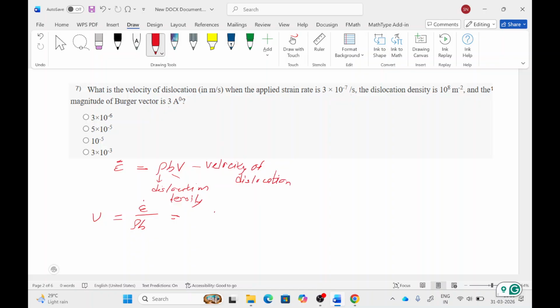Strain rate is 3 into 10 raised to the power minus 7 per second divided by dislocation density 10 raised to the power 8 per meter square, and Burgers vector 3 angstrom, 3 into 10 raised to the power minus 10 meter. So this will be equal to 10 raised to the power minus 5, and the unit will be meter per second. So third option is correct.